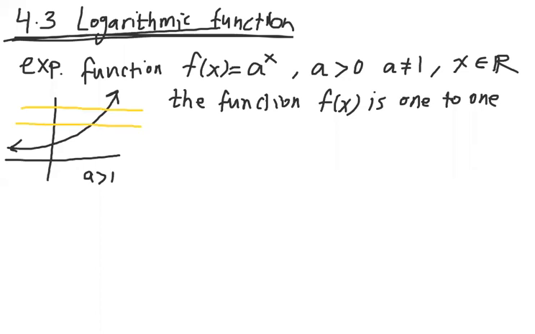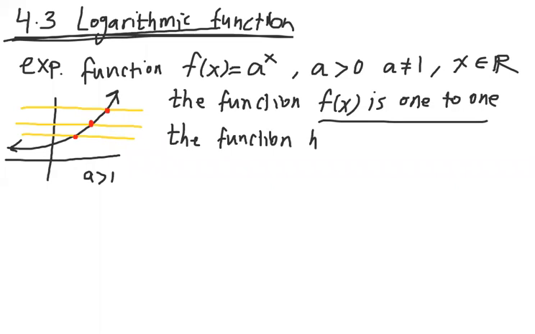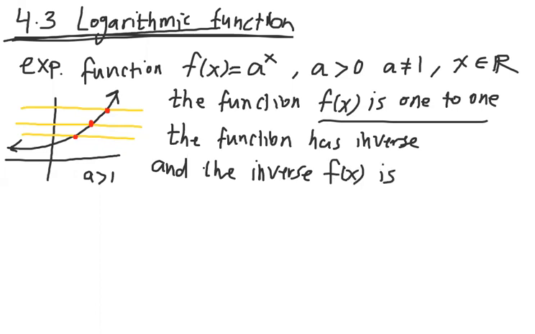The horizontal line test: by drawing horizontal lines, these lines intersect the graph in just one point. This means the function is one-to-one. And because the function is one-to-one, that means the function has an inverse. And the inverse for the function of x is the logarithm function.